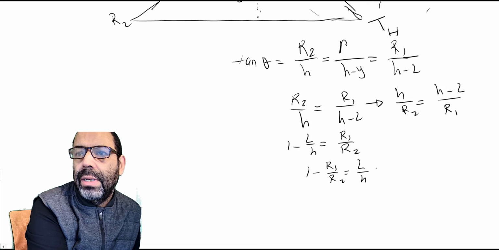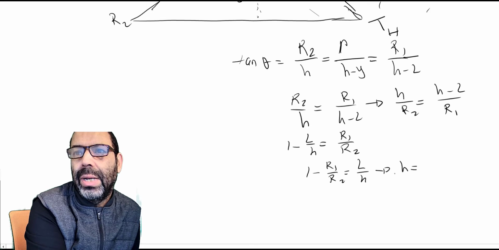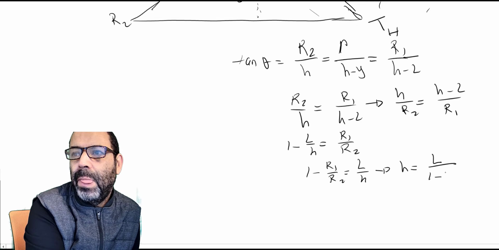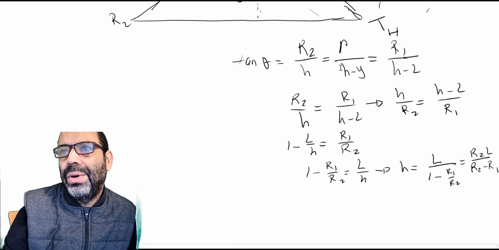And finally, this gives me an expression for h, and this is where it went wrong completely, okay? This is where the mistake was. It's L divided by this term, not multiplied. Okay? It's L divided by 1 minus r1 over r2, which is equal to r2 L over r2 minus r1, okay? So this is h. Now use either of the other two equations to find what r is, because we need r as a function of y.